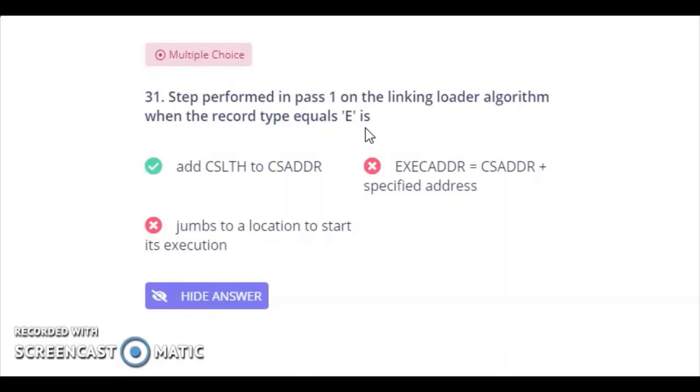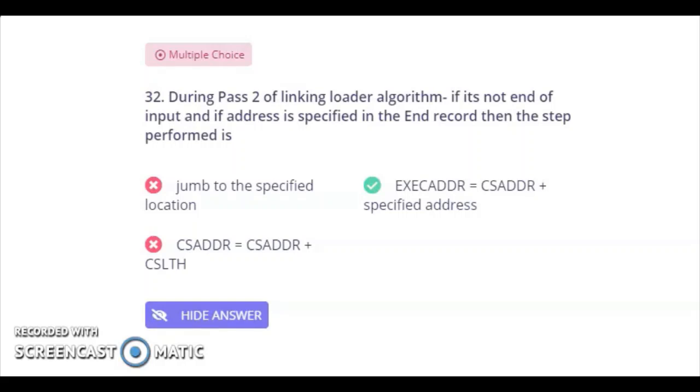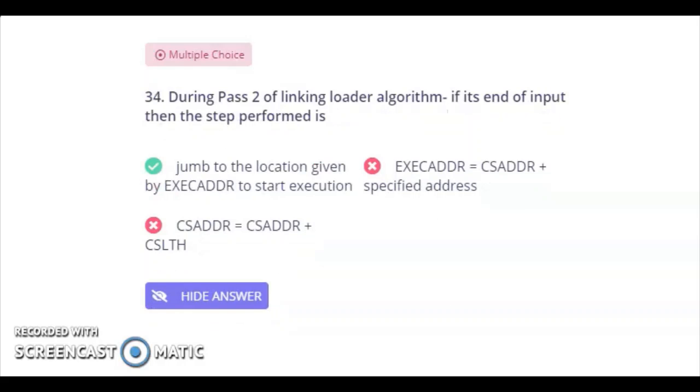Steps performed in pass 1 for the linking loader: record type equals E, add CSLTH to CSADDR. From the algorithm itself, we will be getting this. Similarly, in pass 2 of the algorithm, if not end of input and an address is specified in the end record, then the step performed is EXECADDR equals CSADDR plus the specified address. During pass 1 of the linking loader algorithm, if it is not end of input and no address is specified in the end record, then the step performed is CSADDR equals CSADDR plus CSLTH.